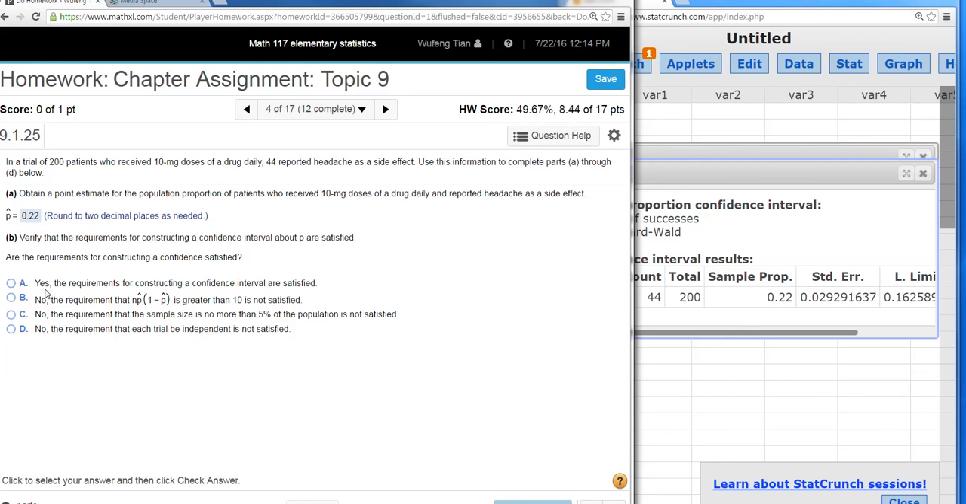You can figure this out by yourself, like which one is right. You have to check n times p times 1 minus p, and whether it's bigger than 10 or not. If it's not, then you cannot use the Z-score to do it. Check p times q times n. I think it is satisfied.